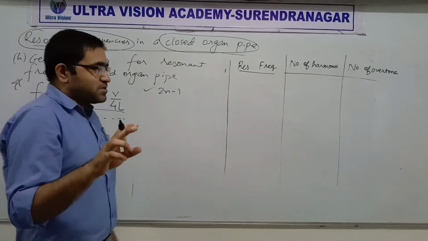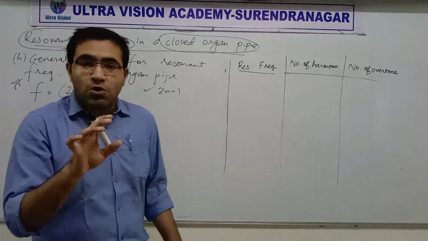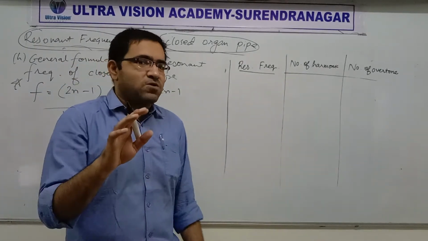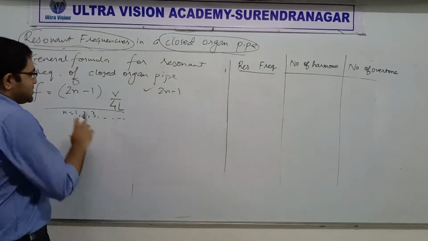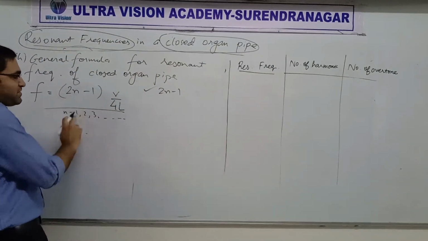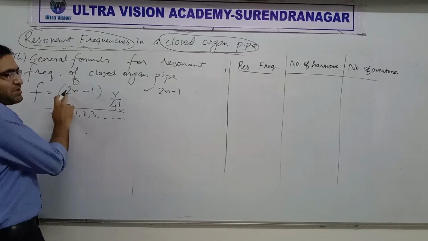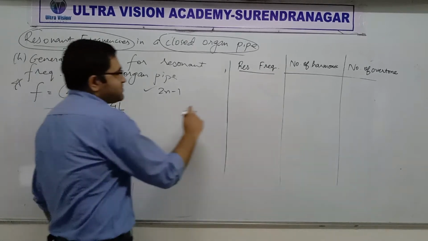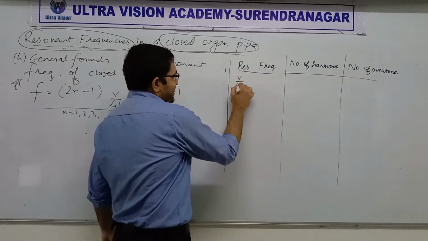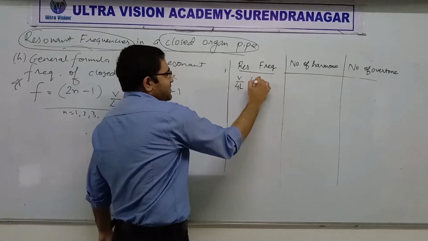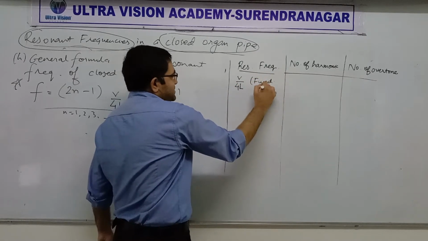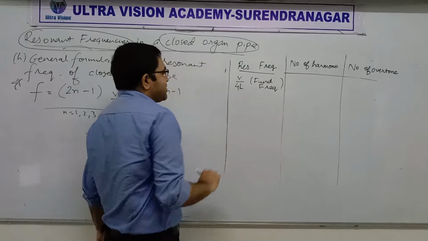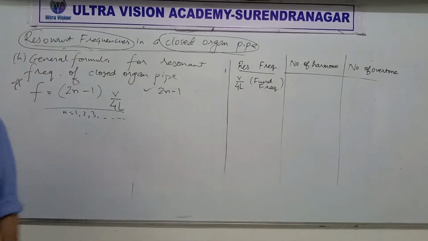So the smallest resonant frequency, which is called fundamental frequency. Again, just to remind this to everyone, the smallest resonant frequency is called fundamental frequency. So the smallest resonant frequency will be when we put n equal to 1 here and we get 2 minus 1 is 1. So 1V by 4L. That is the fundamental frequency. Is this clear, everyone?